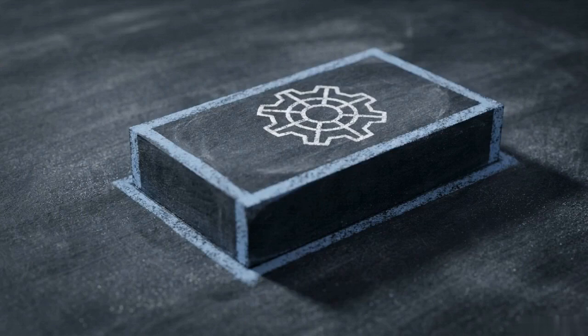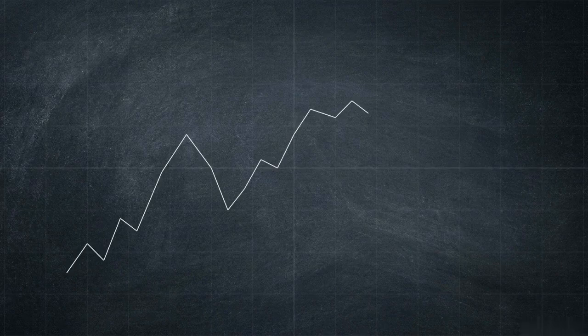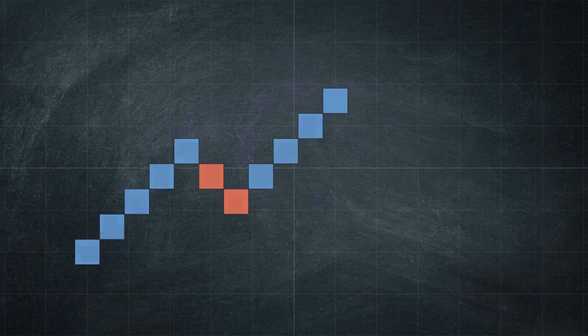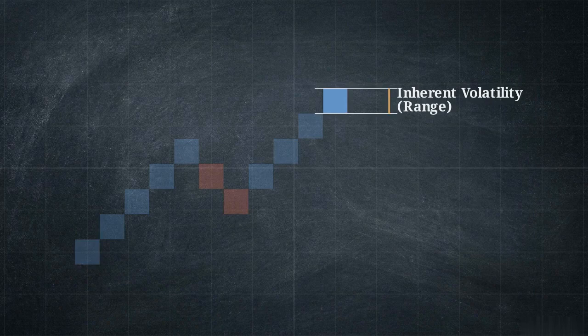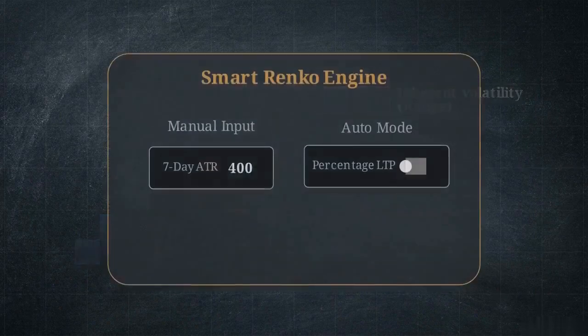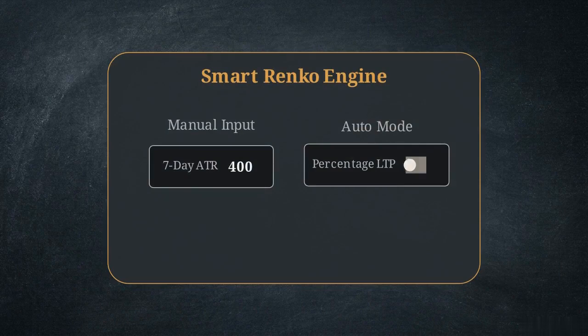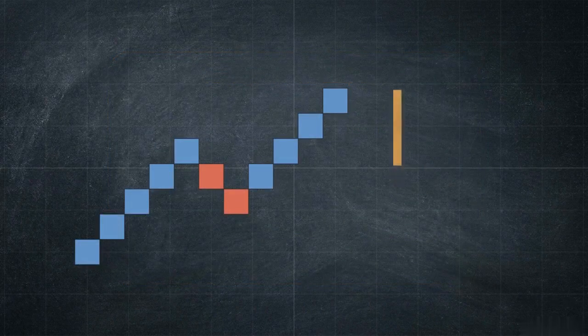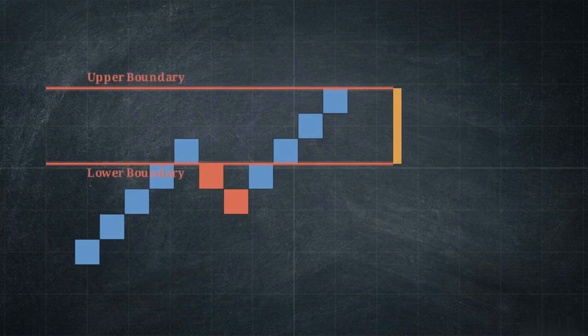To visualize these boundaries, we use the Smart Renko engine. This indicator is designed to filter out market noise and focus exclusively on price movement. This is inherent volatility, the specific points an asset travels before changing direction. Manually input the 7-day average true range or use auto percentage to let the engine determine it. It then plots exact boundaries for the current movement block.